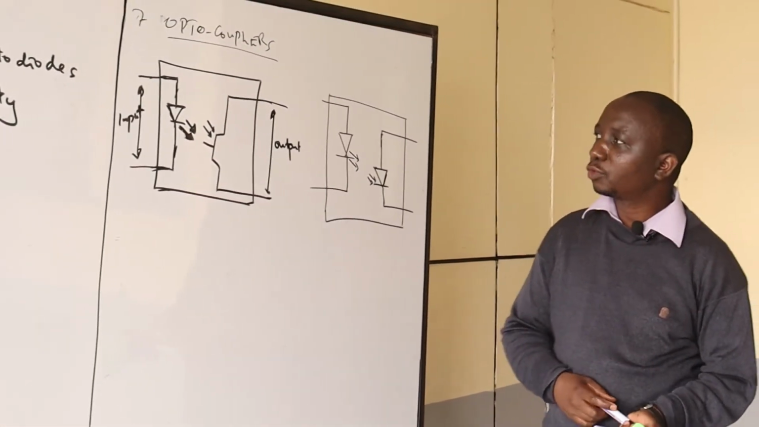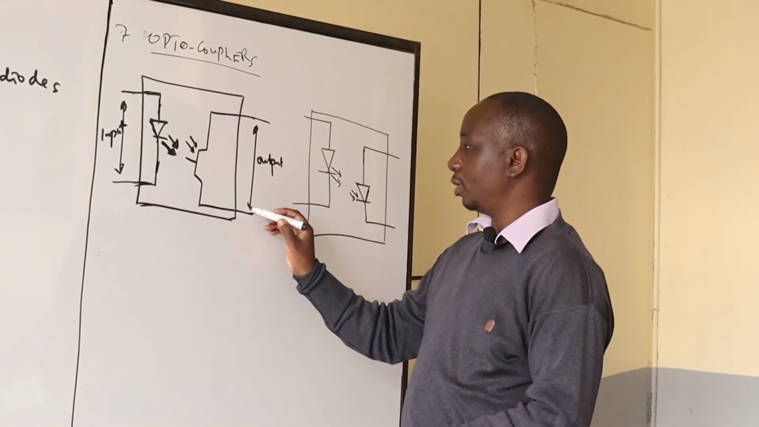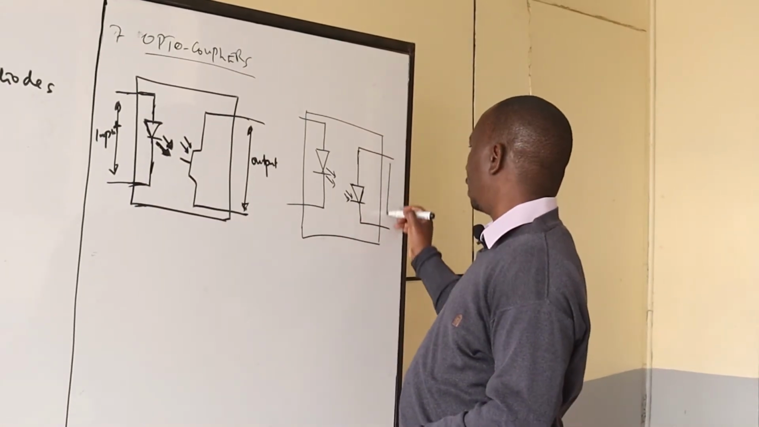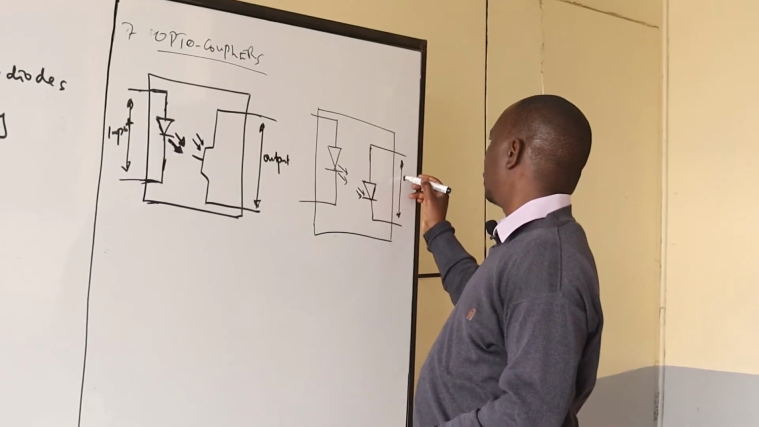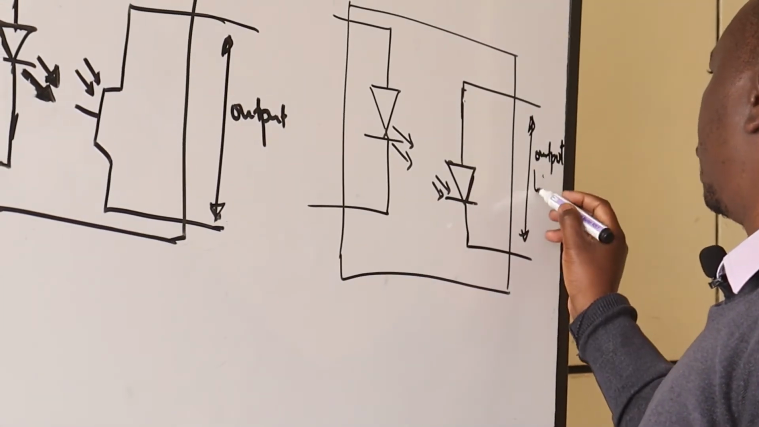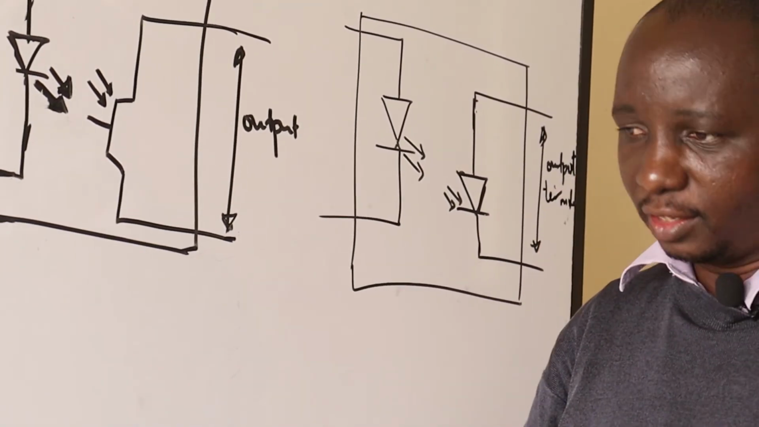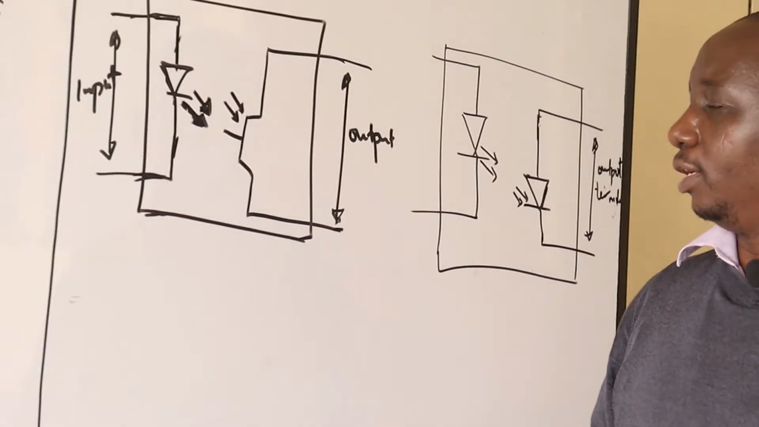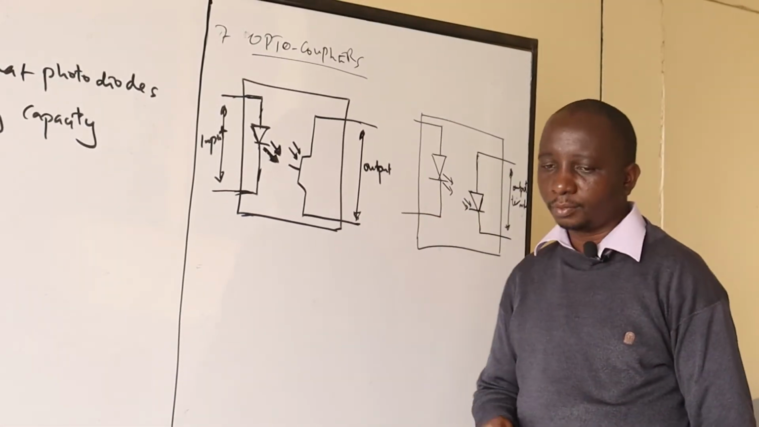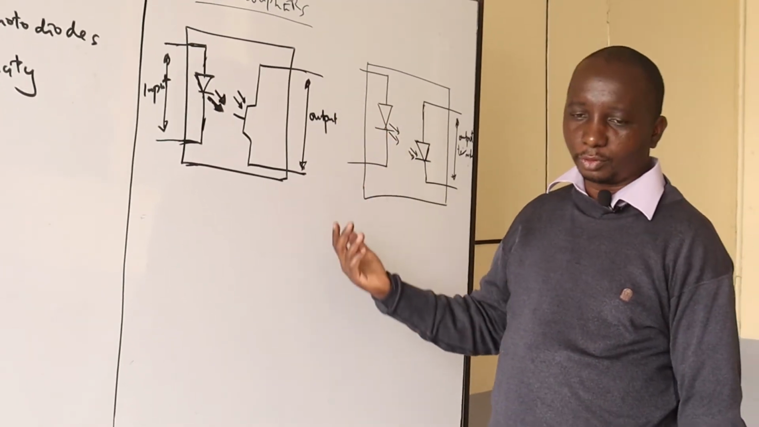So when we connect the operational circuit that we want to control, we connect it on the output terminals, while the input part controls this. So at the end of this process, we're able to control the circuit. So it's referred to as an optocoupler.